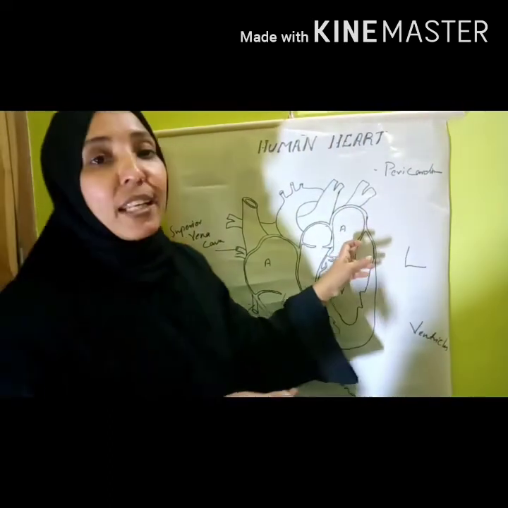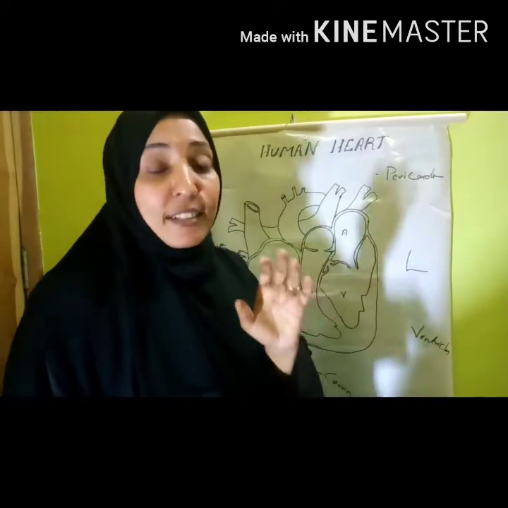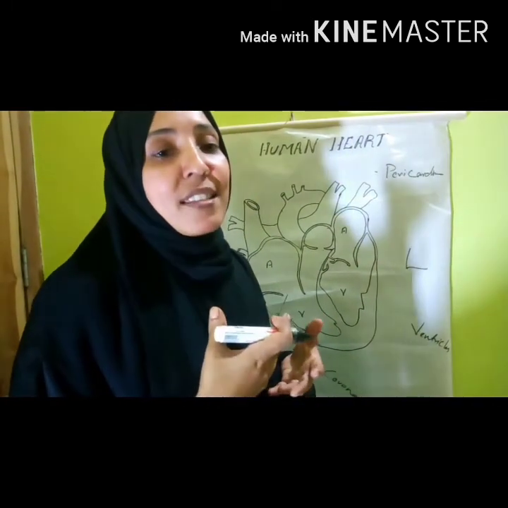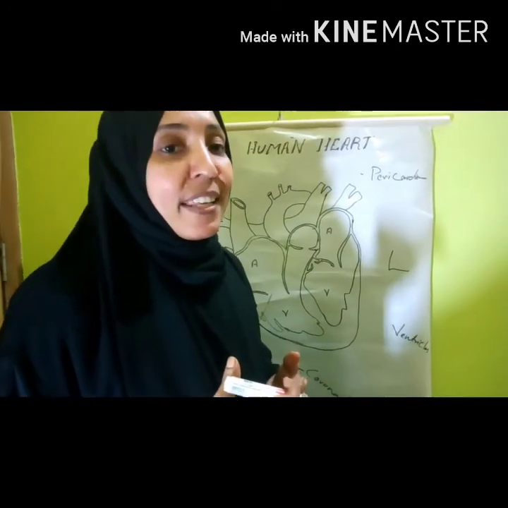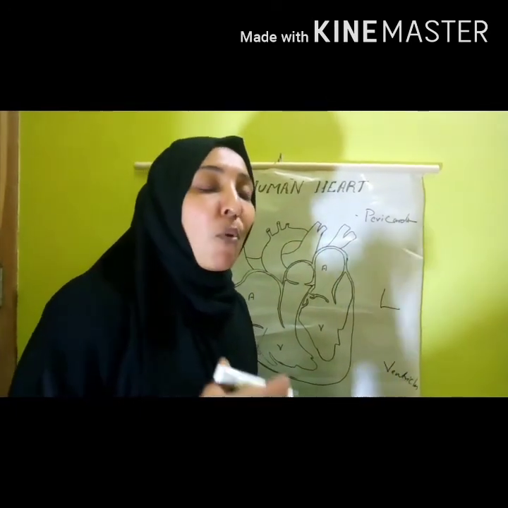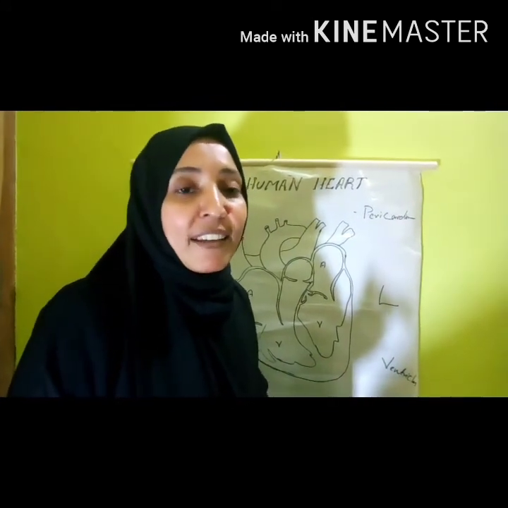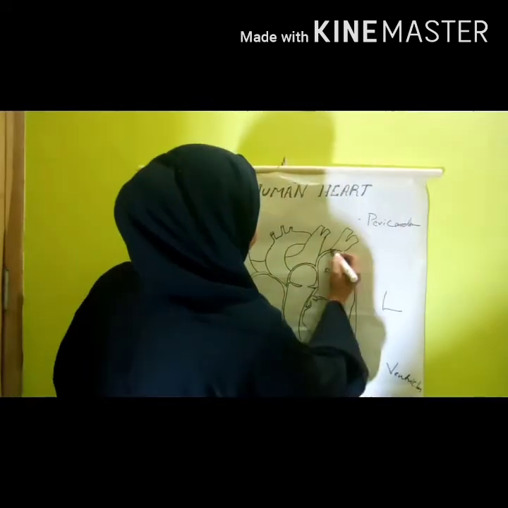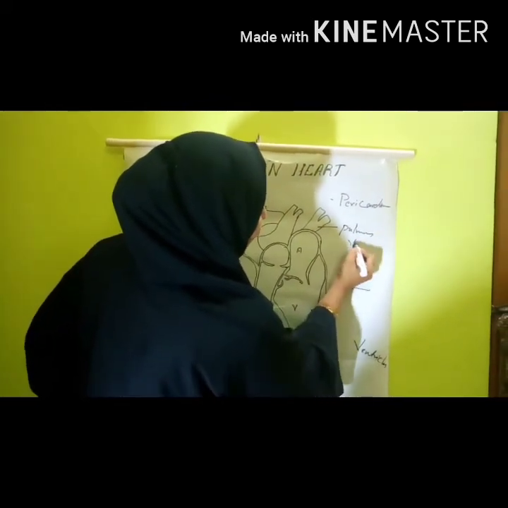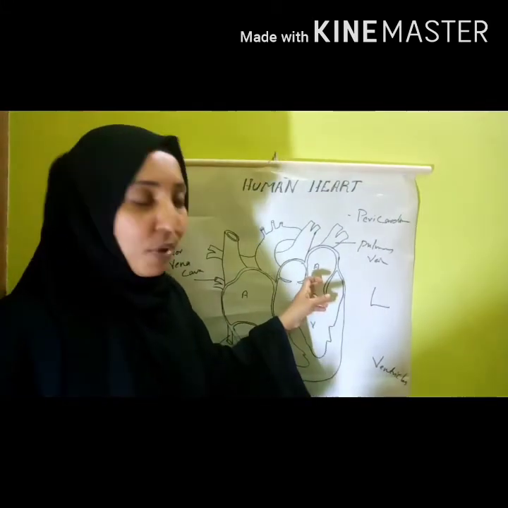At the same time, the left auricle is receiving oxygen rich blood. Where is the oxygen rich blood present? That is present in our lungs. From the lungs, a type of blood vessel carries the oxygen rich blood. What is the name? Pulmonary vein. We studied that all the veins carry carbon dioxide rich blood except the pulmonary vein. What type of blood does the pulmonary vein carry? Oxygen rich blood. The pulmonary vein carries the oxygen rich blood to this left auricle.